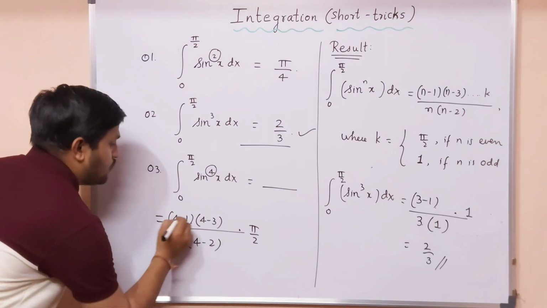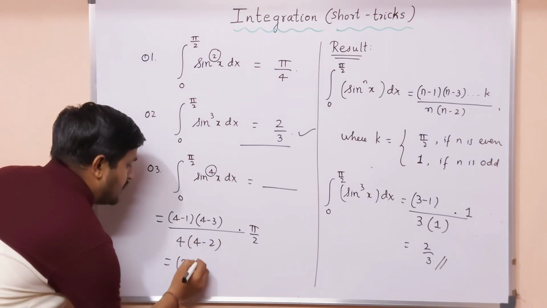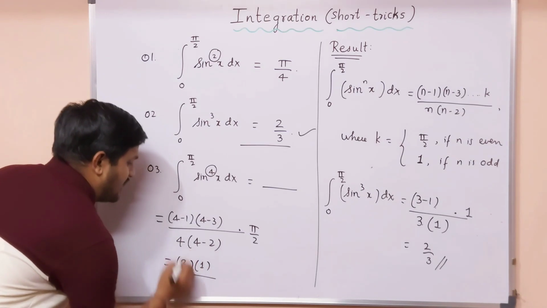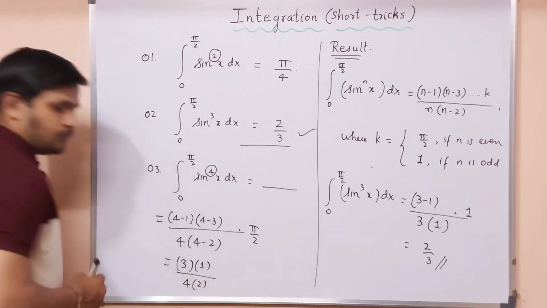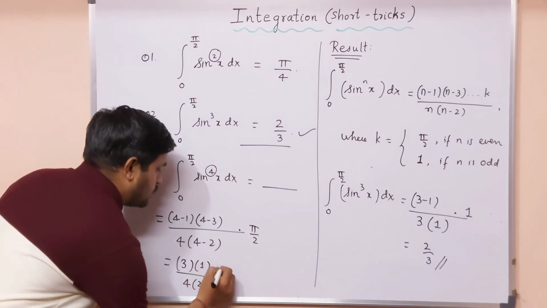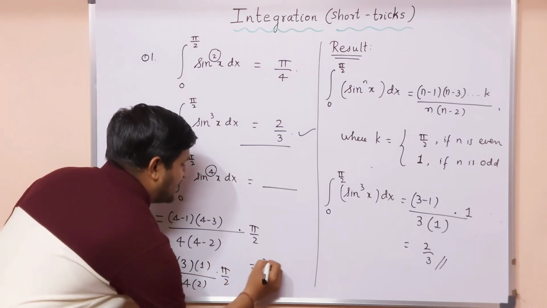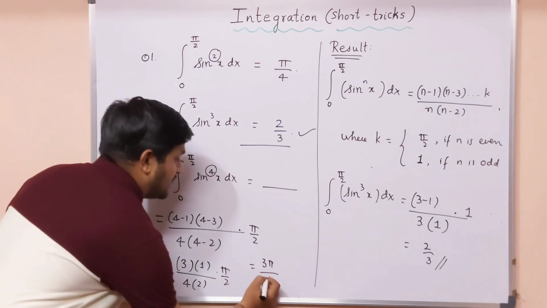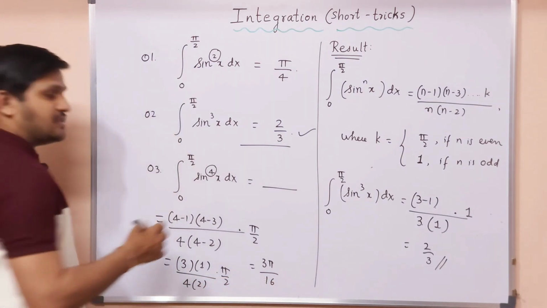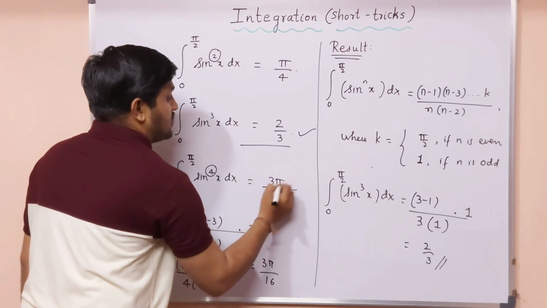How much time does it take? 4 minus 1 is 3. 4 minus 3 is 1, divided by 4 times 4 minus 2, which is 2. So what is the answer? Into pi by 2. The numerator comes to 3 pi. The denominator is 2 into 2 is 4, and 4 into 4 is 16. Therefore, what is the answer for this? 3 pi by 16.